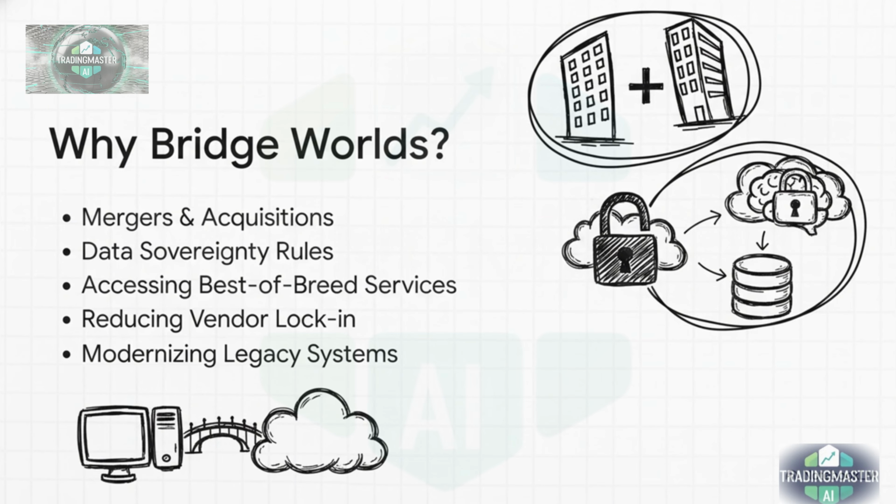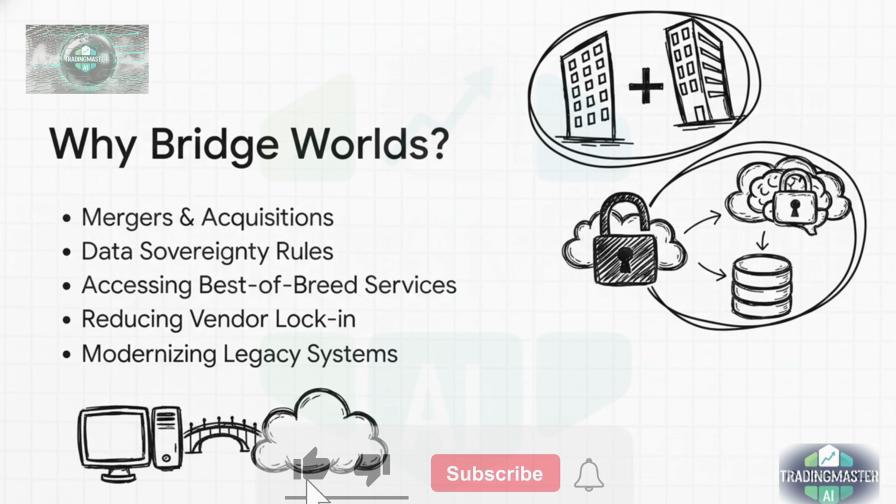But why would you deal with all that complexity? Well, it's usually not a tech decision. It's a business one. Your company acquires another. Boom, now you have two different cloud environments to manage. Or there are data privacy laws that say you have to keep certain data inside a specific country. Or maybe you just want to use a really cool AI service from one provider, but all your data lives with another. These are the real-world reasons for going hybrid and multi-cloud.